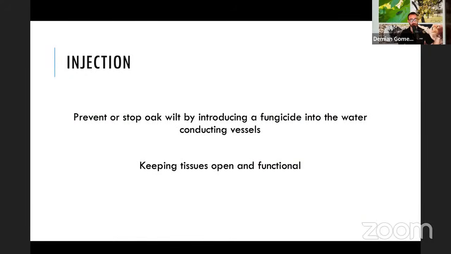Now, when we think about injection, basically what we're doing is preventing or stopping oak wilt by introducing a fungicide into the xylem, right? You're injecting a fungicide into the xylem, and that is going to keep those vessels, those tissues, open and functional, right?